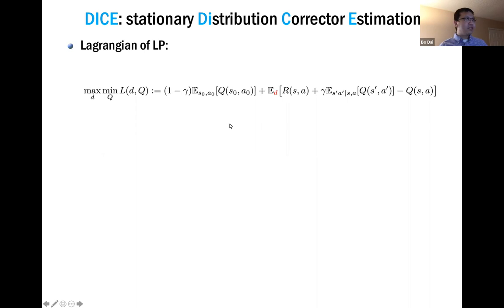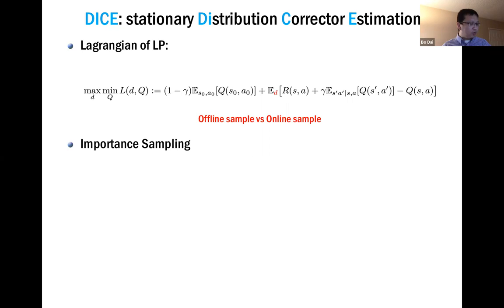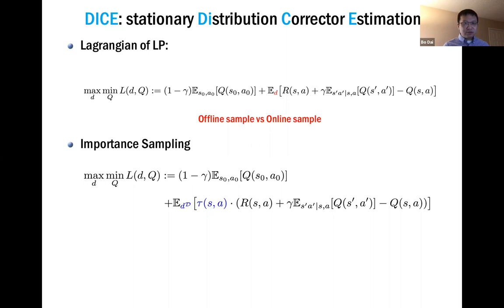You see, recall we only have offline data, and here the expectation is with respect to D, so it's not computable if I only provide you the offline data. So our idea is to use importance sampling to replace this expectation with respect to D with respect to DD. Here DD stands for the distribution of the offline data. And then we introduce the ratio tau here, that's between your D and the DD.